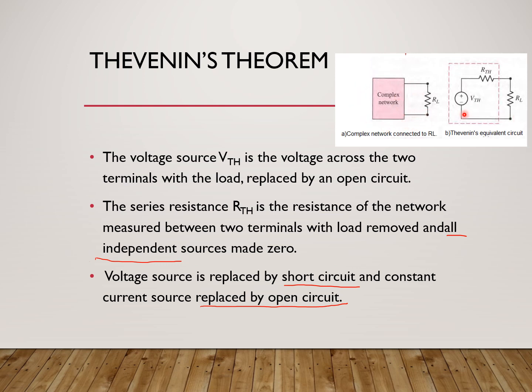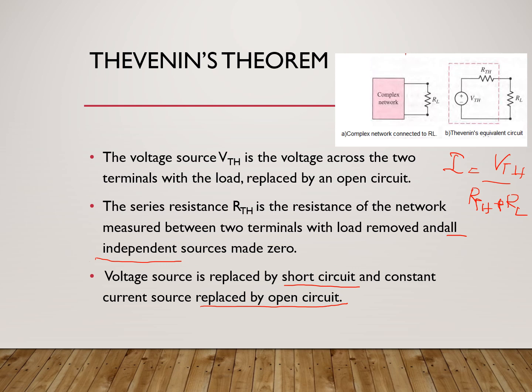Once we find VTH and RTH, our circuit is like this. The complex network has been replaced by VTH and RTH in series. Now connect back the load resistance and find the current through it. This is a simple series circuit, so the current is equal to VTH divided by RTH plus RL. The advantage of Thevenin's theorem is that once you find VTH and RTH, you can find the current for any load.